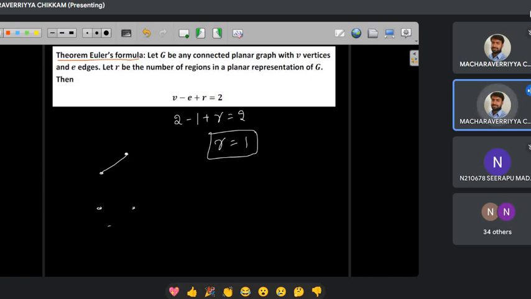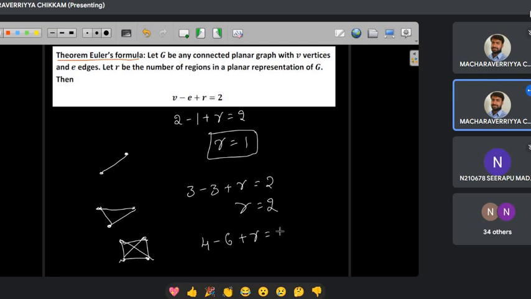If you have K3, you are very clear that it divides into two regions, inside and outside. So the number of vertices are 3 minus the number of edges are 3 plus r equal to 2. Therefore, r equal to 2. When it comes to K4, the number of vertices are 4 and the number of edges are 6. So therefore r equal to 4. So it divides the entire plane into 4 regions.